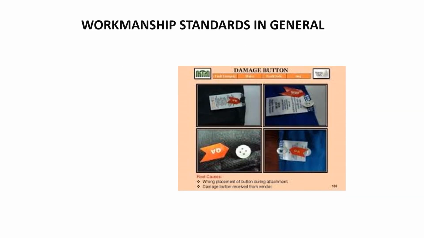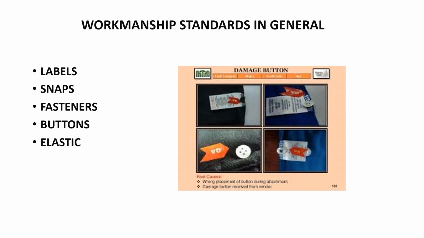Now when you are talking about workmanship standards in apparel, it talks about different labels also. It is not only the labels, but the snaps you are using, the different fasteners you are using, buttons, elastics. So this list is actually applicable when we are talking about workmanship standards in general. Now what do you mean by that, students?